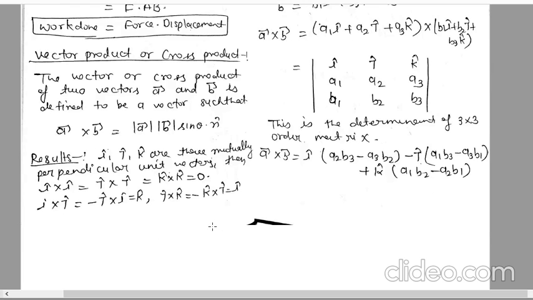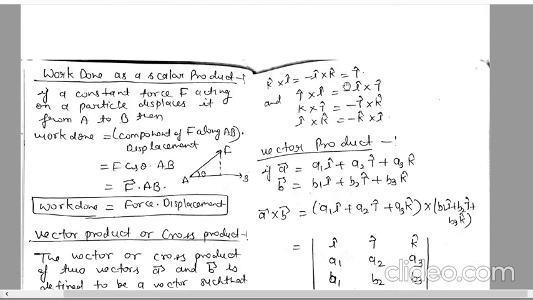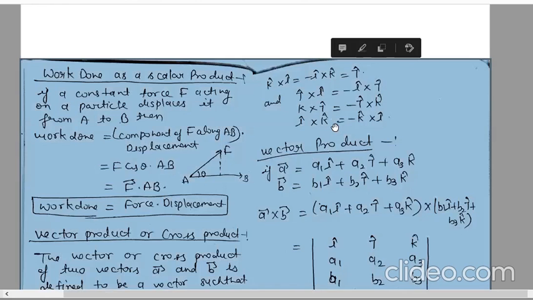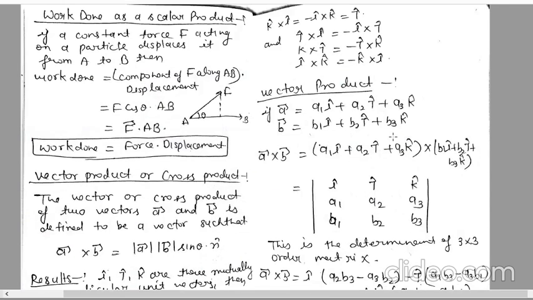But in other directions, i cross j is equal to k cap, j cross k is equal to i cap, and k cross i is equal to j cap. And j cross i you can write as minus i cross j, that is minus k cap. k cross j you can write as minus i cap, and i cross k you can write as minus j cap. So these are the direction cosines.